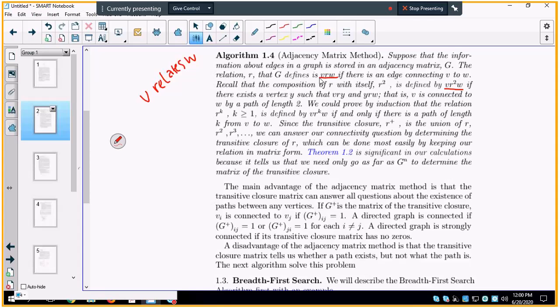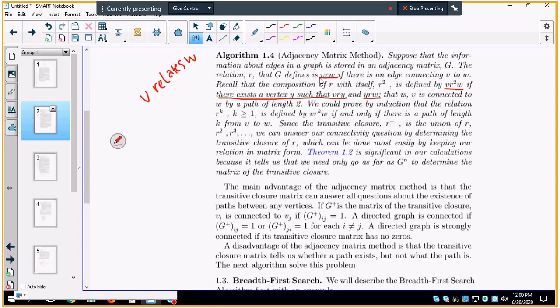And what do we mean by composing the relation with itself? So we'll write V R squared W if there exists a vertex Y such that V is related to Y and Y is related to W. So some intermediary vertex. So that is, V is connected to W by a path of length 2. We could prove by induction that V R to the power K W if and only if there's a path of length K from V to W. And in fact, we are going to do that in just a little while.